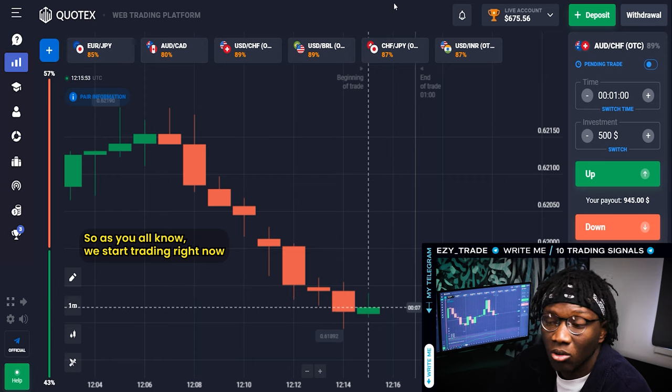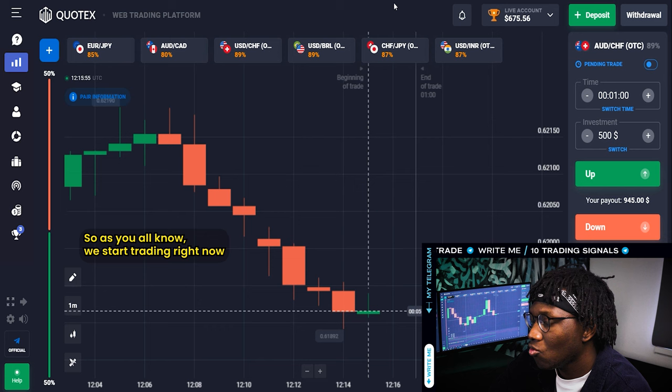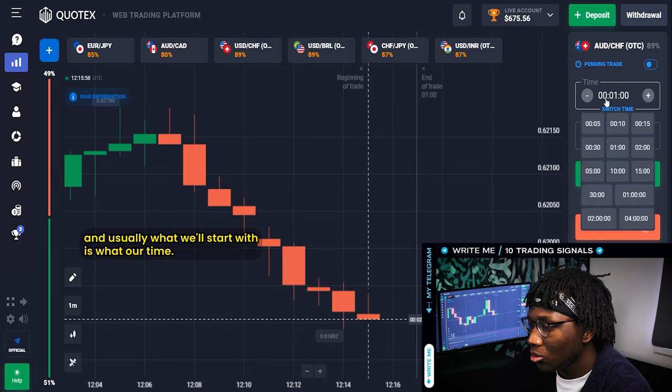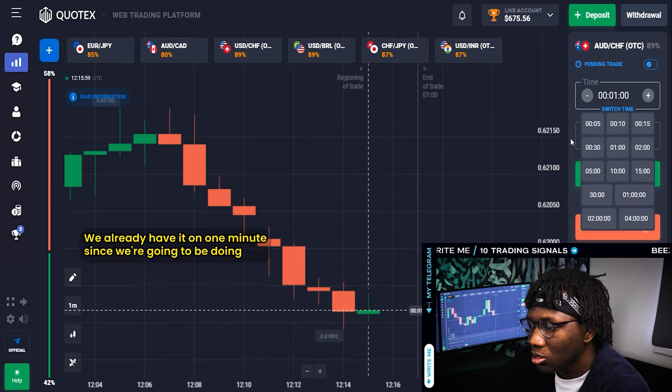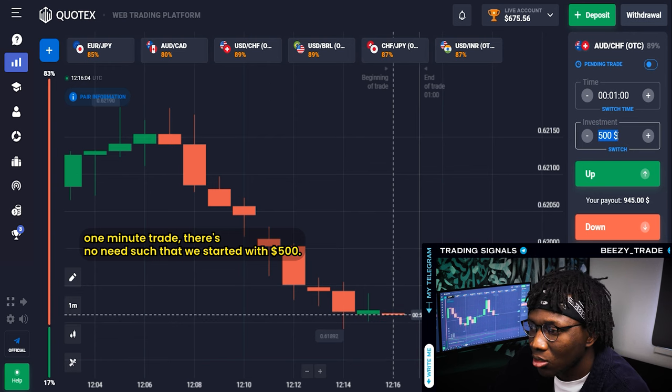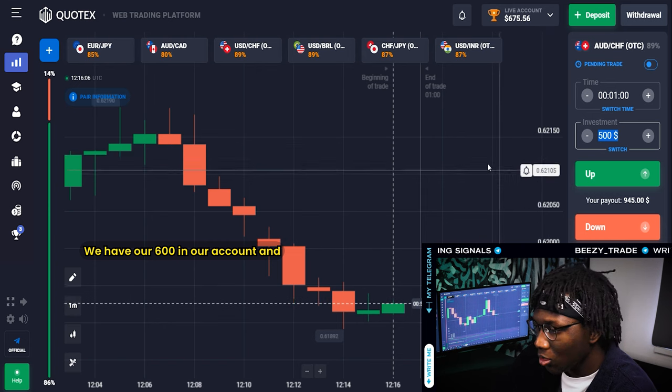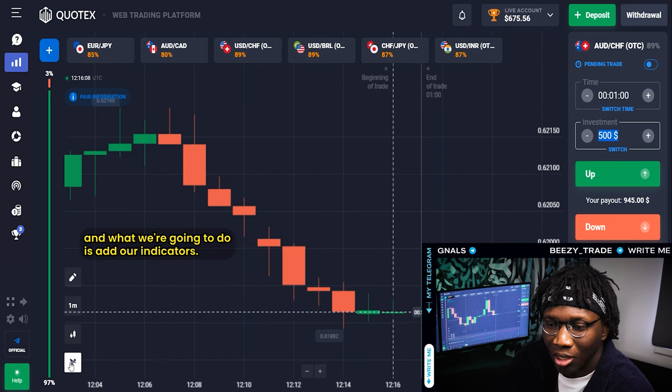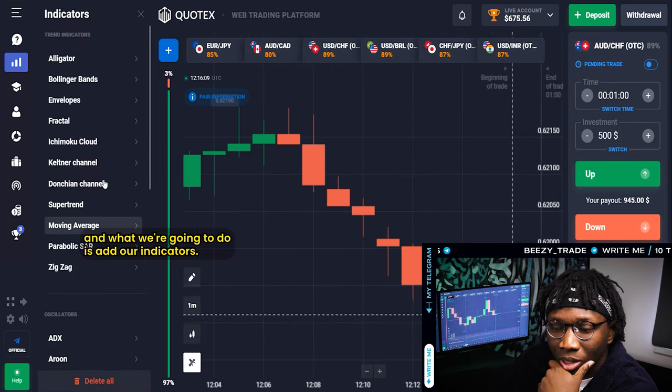So, as you all know, we start trading right now. And usually what we'll start with is our time. We already have it on 1 minute since we're going to be doing 1 minute trades. There's no need to touch that. We're starting with $500. We have our $600 in our account, and what we're gonna do is add our indicators.